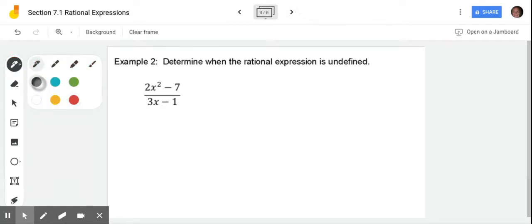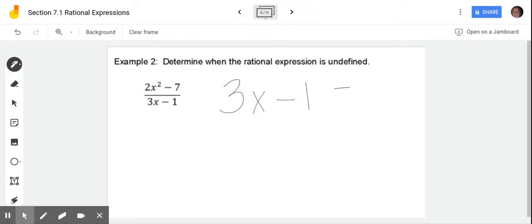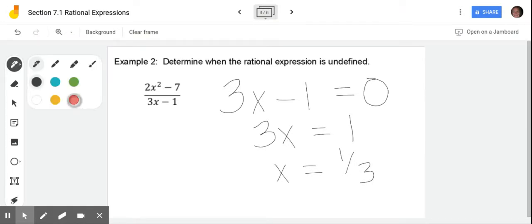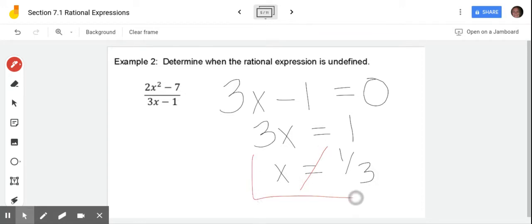Next example. The bottom of our fraction, or our denominator, is 3x minus 1. I'm going to set that equal to 0. And now I'm going to solve. So 3x is equal to 1. X is equal to 1/3. So when x is equal to 1/3, it means that the whole fraction has a 0 on the bottom. And we can't have that. So x cannot equal 1/3 is our actual answer.